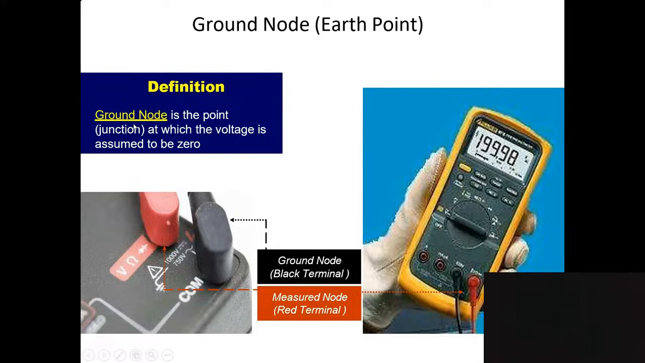Ground node is nothing but the earth point. Actually, when we connect the multimeter, consider it as the common point. So the ground node is a point at which the voltage is assumed to be 0. The ground node is the black terminal, and the measured node is the red terminal, right?